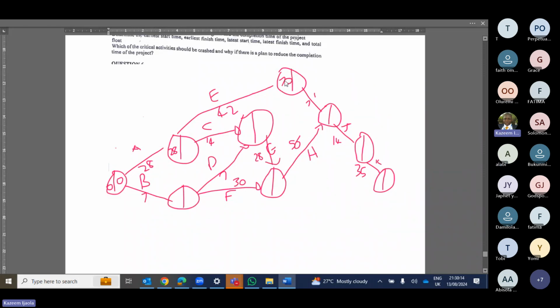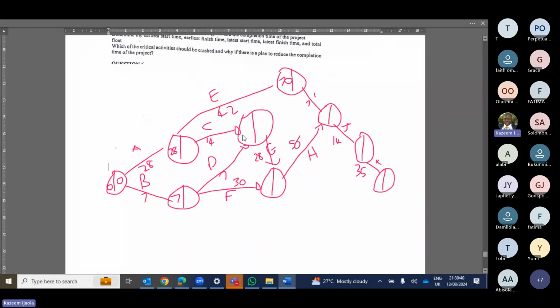Now, you cannot say 70 plus 7 here, because there are two activities that join. We have to do some mathematics. So stop here for now. Now come here and do A to C. You can put 28 plus 14 here too. There are two activities that join. Now this is 0 plus 7, so we have 7 here.